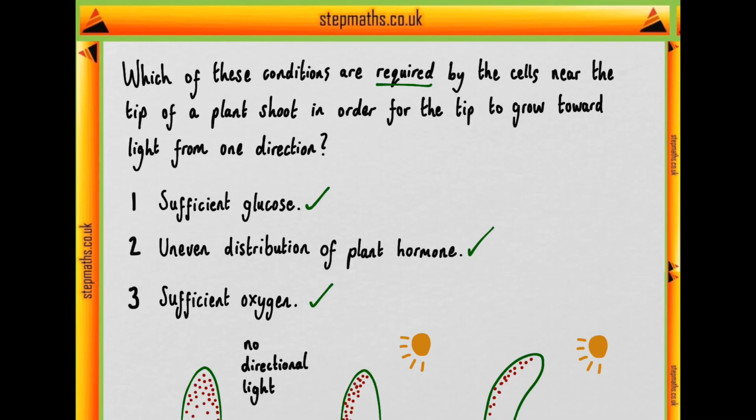So we can say our answer is that all three statements are conditions required by the cells for phototropism, and our answer is option H.